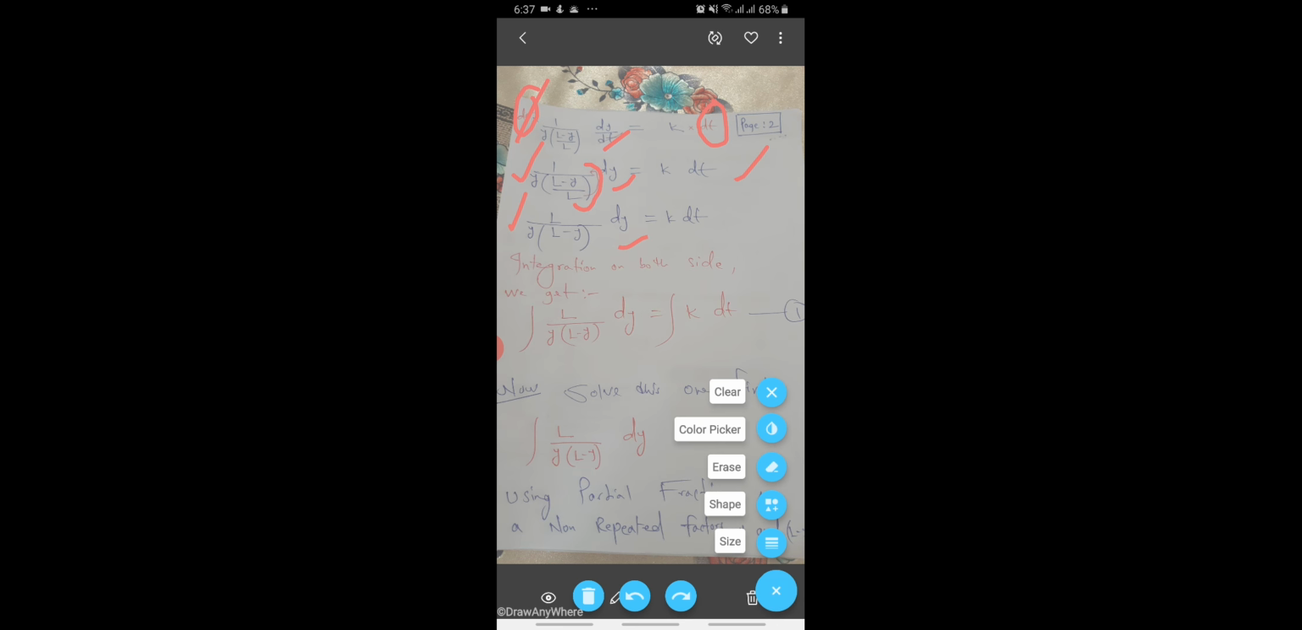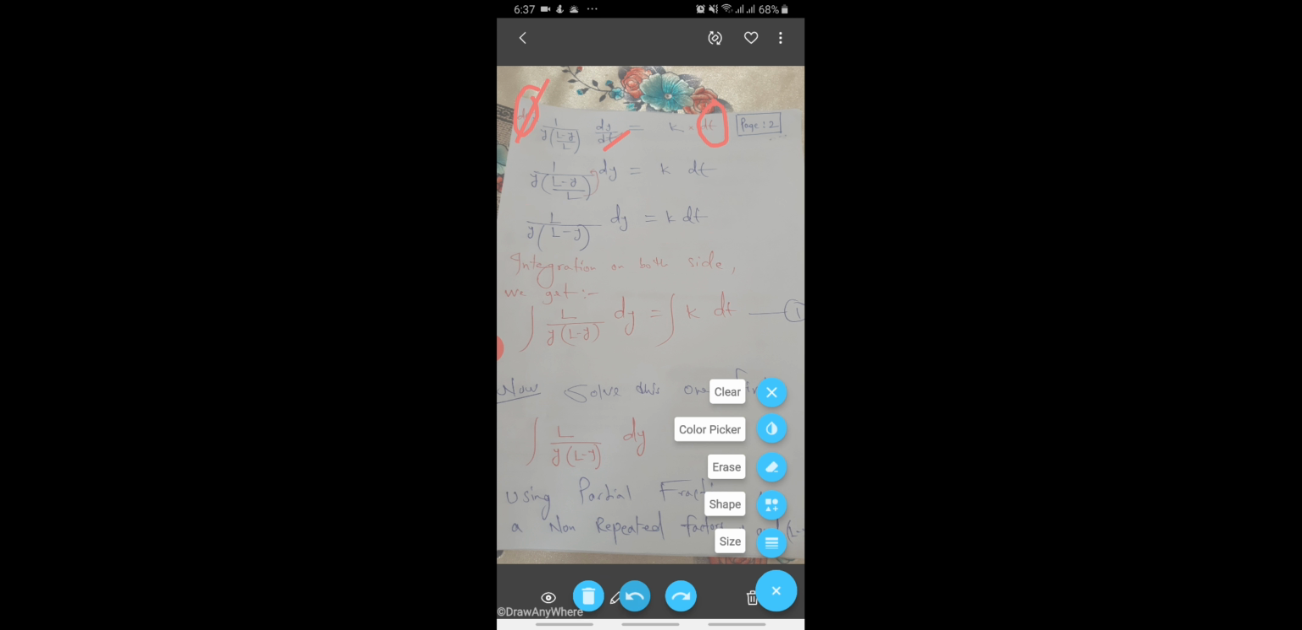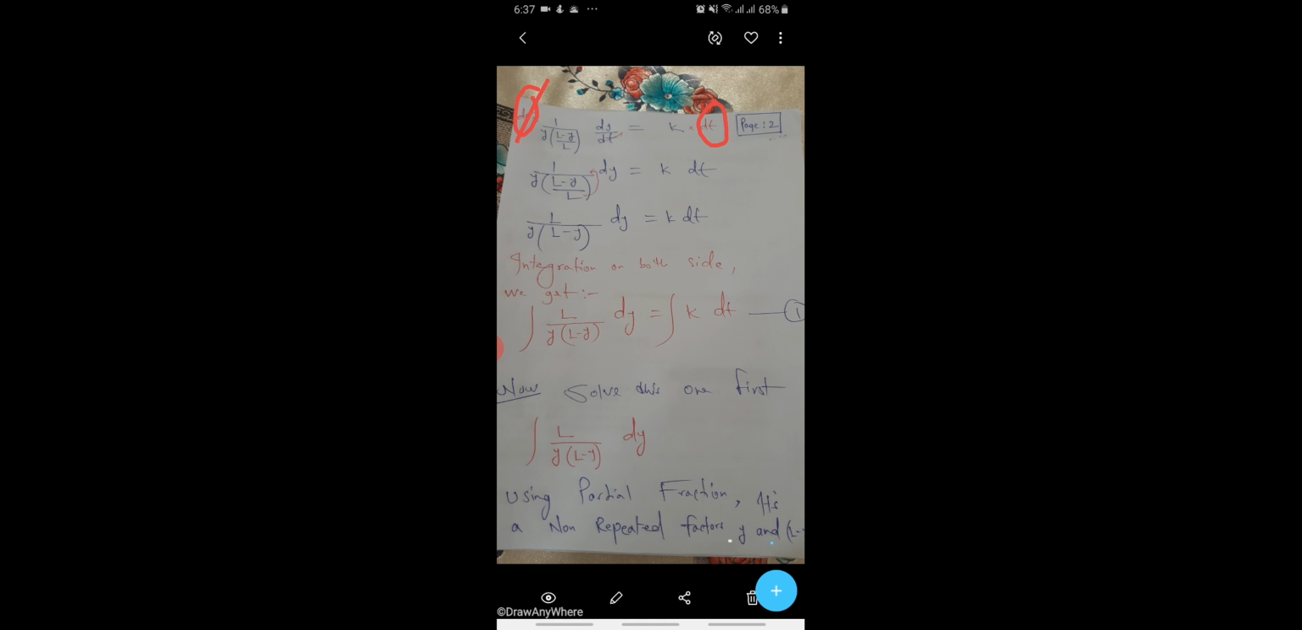Now I have this equation, L divided by y(L - y) dy equal to k dt, and I have to solve this. So I just write down the integration on both sides. I did nothing, I just made an integration on both sides, this side and this side.